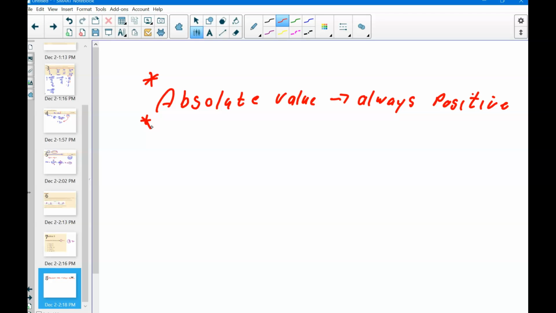But, it can mess with your mind. Just think about that. It's kind of like never say never. But just think about it. If you just think it's always positive, you won't have a problem. For example, before we do the most common problem, let's do what it means. So if I have 7, the absolute value of 7 is 7. If I have negative 7, the absolute value is still 7.